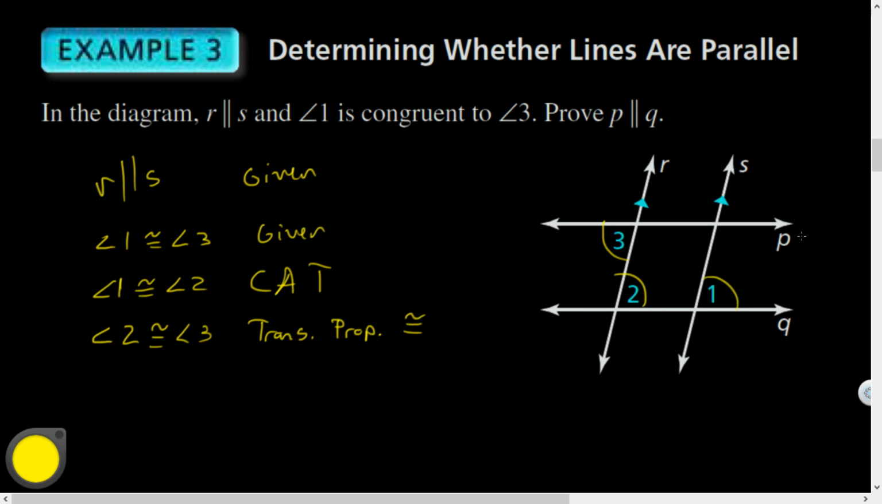Now, notice I've just stated that these two angles are congruent to each other. With respect to lines P and Q, what types of angles are these? They're alternate interior angles that I've just shown are congruent. I believe I can now conclude that P is parallel to Q by the alternate interior angles converse. When you're proving lines parallel, you use the converse. When you're proving angles congruent or supplementary with relationship to this, you use the theorems.